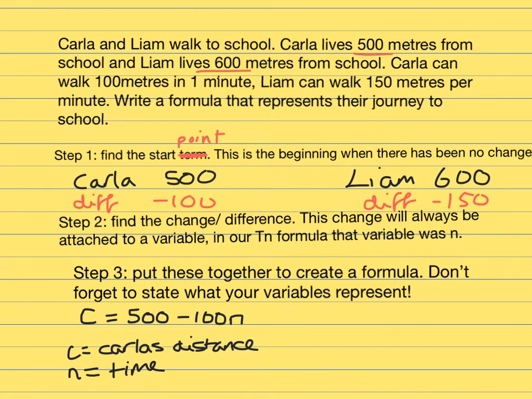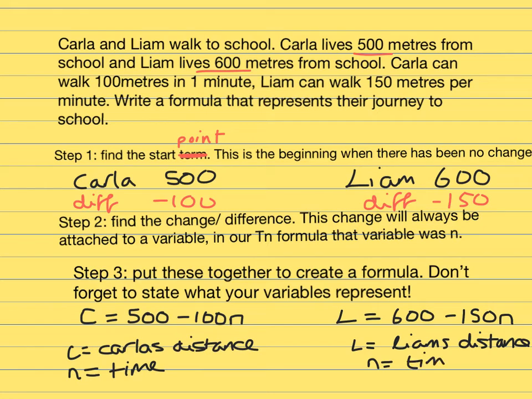For Liam then, if you want to pause the video and try Liam's formula for yourself, pause it now. Okay, so Liam, I'm just going to call L. Liam equals, his start point is 600 and he changes by 150, and that's per minute, so I'm going to use n here. And you can use m, you can use t, it doesn't matter as long as you state what your variable is. So I have L equals Liam's distance and n equals time. And I'm going to show you an exam question now on how to do this.